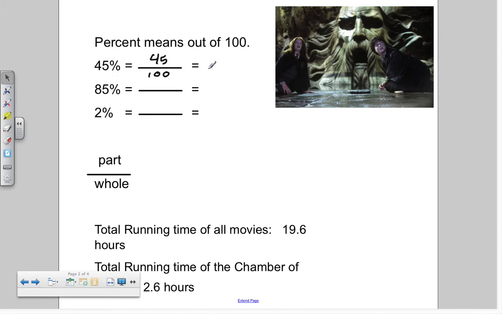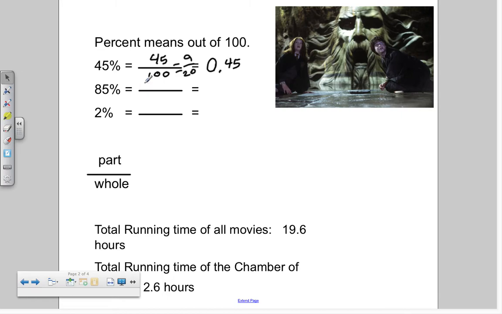Well, what does that look like as a decimal? 45 hundredths looks like 0.45, because the 5 is in the hundredths place. So that's how you would write a percent as a decimal. That's how you would write it as a fraction. But really, that fraction's not all the way reduced. I need to reduce it by dividing both top and bottom by 5, which gives 9 over 20. So 9/20ths is the same as 45%, and 0.45 or 45 hundredths is the same as 45%.